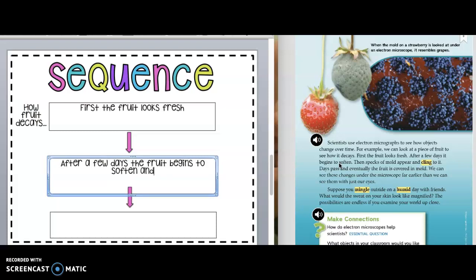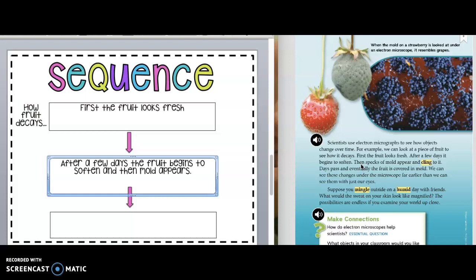And something else happens. That's right, let's look back over. Then specks of mold appear. So we'll put that. And then mold appears. Now, you'll notice I didn't write the whole thing because I'm trying to save some time. When you practice sequence of events, remember, you don't have to copy the text word for word. In fact, we would prefer if you put it in your own words.